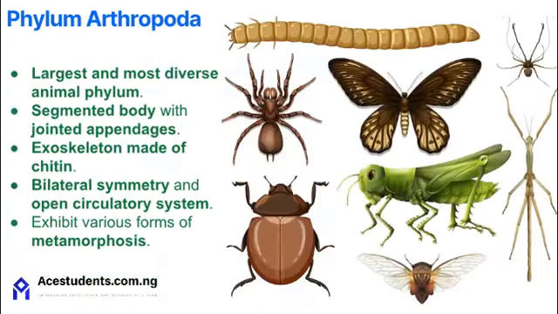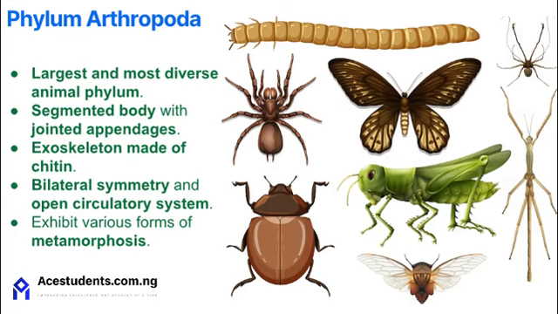The phylum Arthropoda is the largest and most diverse group in the animal kingdom. It is further classified into four main classes. Insects, such as butterflies and ants, have three-part bodies, 6 legs, and most have wings. Arachnids, including spiders and scorpions, have 8 legs and no antennae.